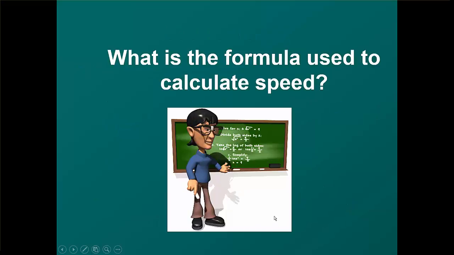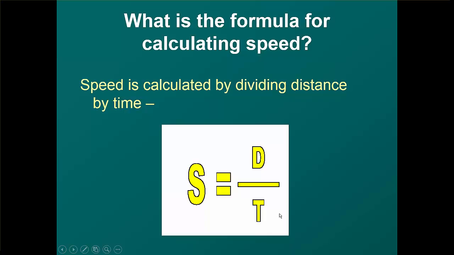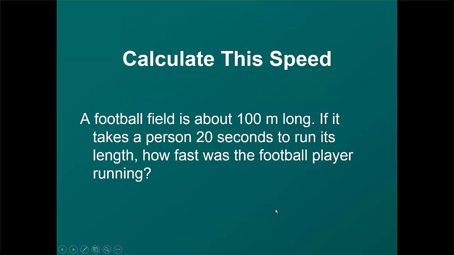So, everyone should know the formula used to calculate speed now, correct? Speed is distance divided by time. Okay, now let's do some practice problems. A football field is about 100 meters long. If it takes a person 20 seconds to run its length, how fast was the football player running? The question asks how fast the player was running. That is a speed, so it's asking for speed.